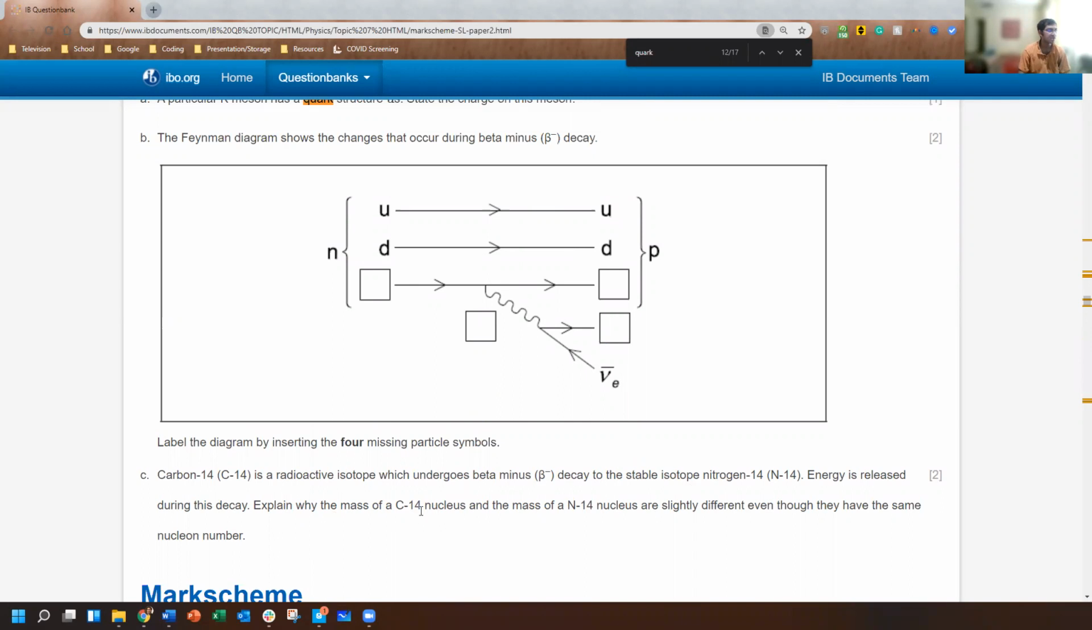Explain why the mass of the carbon-14 nucleus and the mass of the nitrogen-14 nucleus are slightly different, even though they have the same nucleon number. Well, because they have different binding energies, because due to the different number of protons, there's a mass defect, right? The strong nuclear force acts stronger on one of them, I guess.